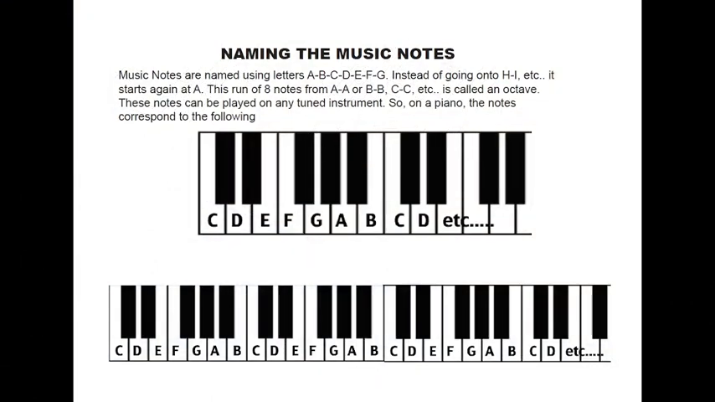For us to start reading music, one most important thing is to know how we name lines and how we name the music notes. Looking at the keyboard here, we need to know how we name. In music, we name using letters A, B, C, D, E, F, G. When you reach G, you start again from A.